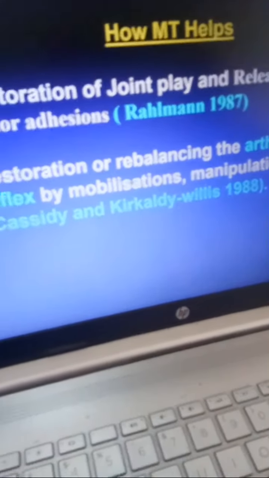So you can manipulate the thoracic region. And along with that, we can go for scapular stability exercises along with the deep neck flexors. How does manual therapy help?